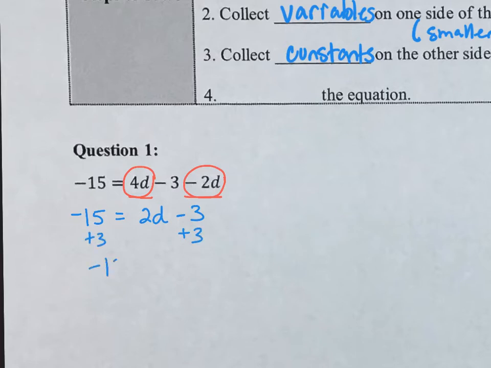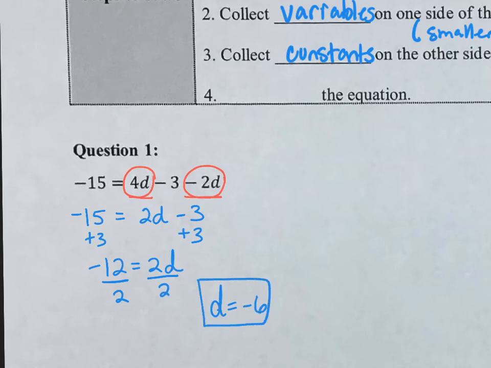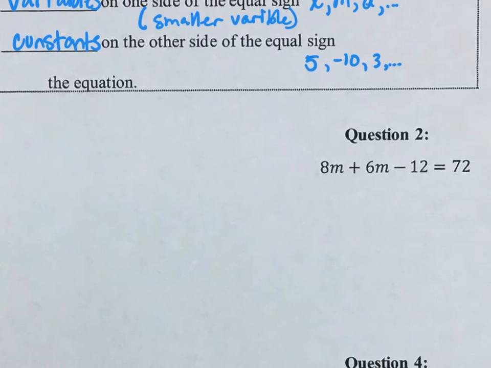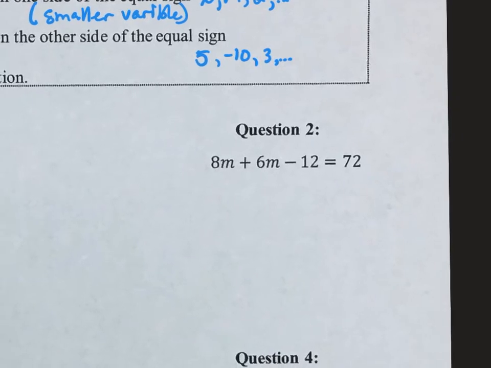I'm left with -12 equals 2D. Now to use my inverse operations, 2 times D, I would divide by 2, and we've got D equals -6. If you need to stop and rewind, do so. Otherwise, we're going to go on to question number 2.